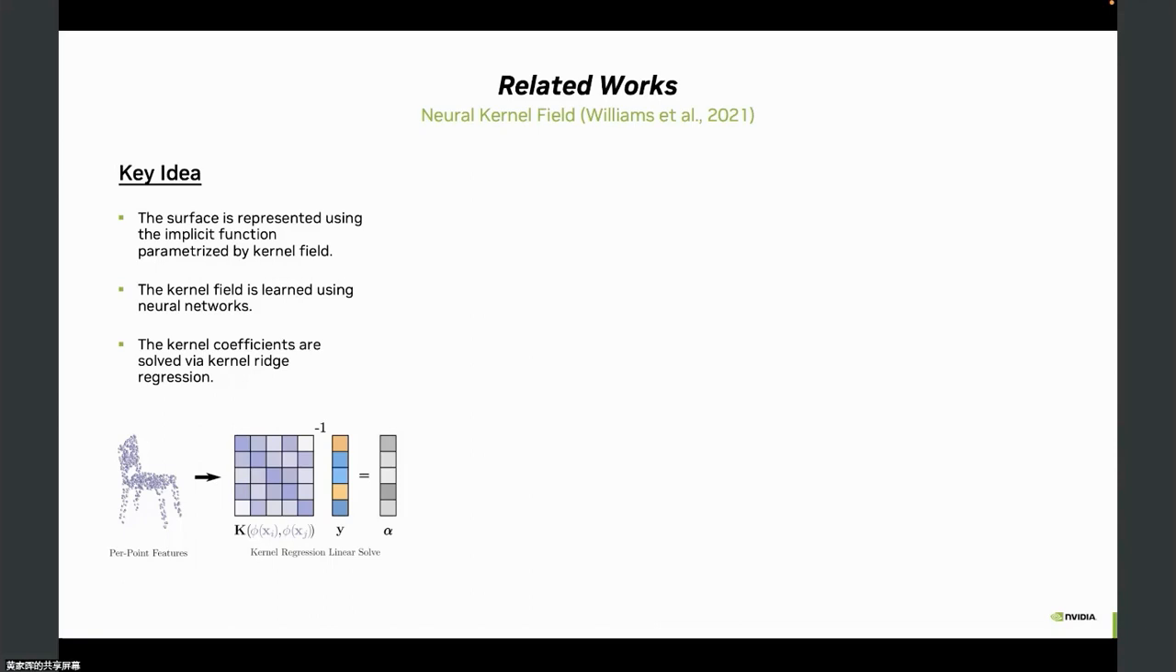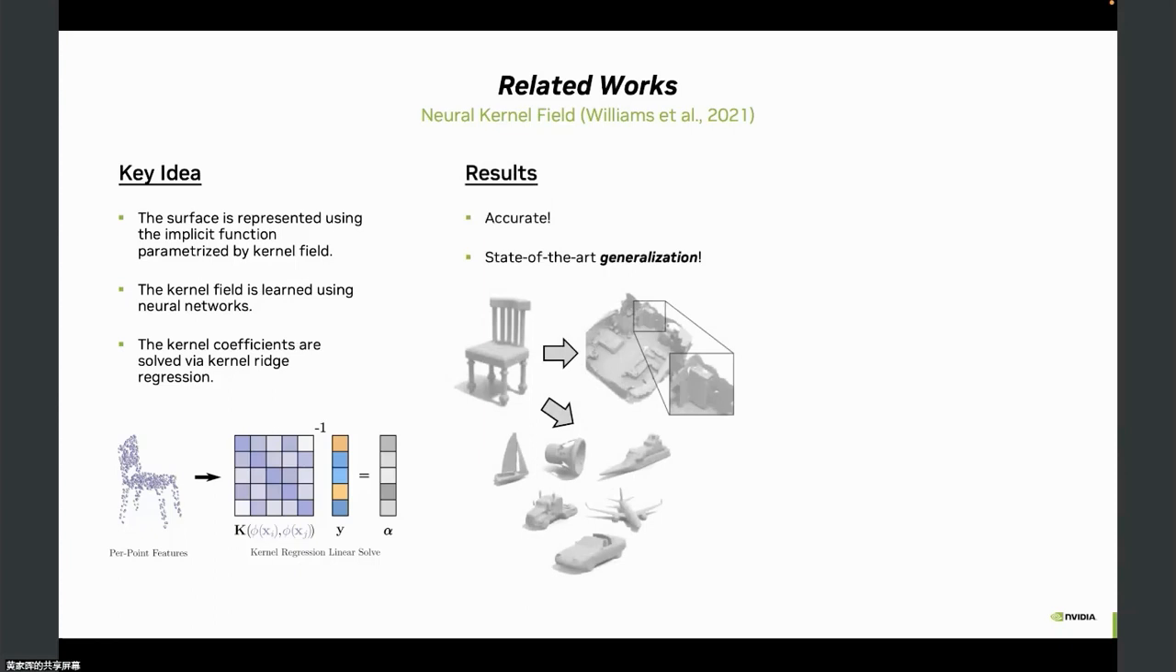This is solved via kernel ridge regression, a technique quite similar to the Poisson solver, but in a sense different. It minimizes your RKHS norm, which is short for reproducing kernel Hilbert space norm. In the Neural Kernel Field paper, they also find that the results are very accurate and reach state-of-the-art generalization.